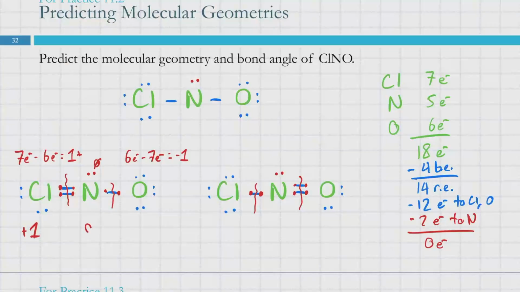So +1, 0, -1. In this version with the double bond between the nitrogen and the oxygen, we get 7 minus 7, so 0. Nitrogen's also 0. Oxygen's also 0.